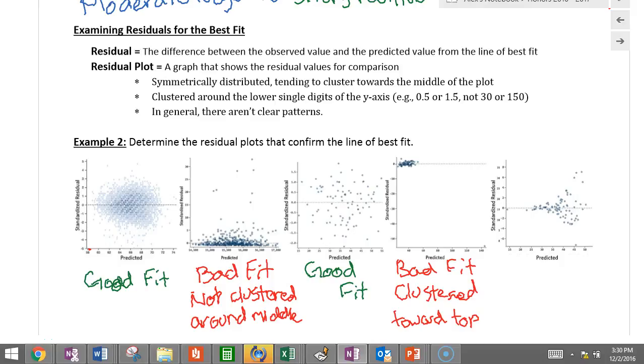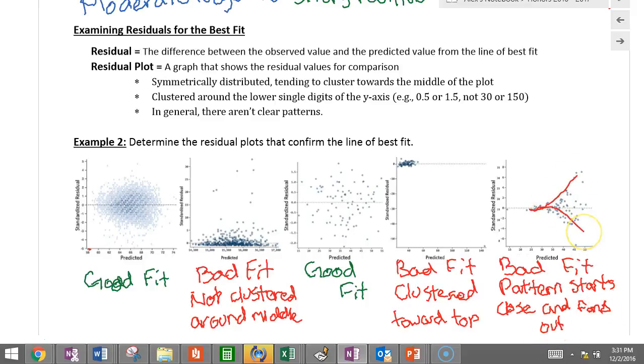And then our final one. This is actually a pattern, when it kind of looks like it starts small and blooms outward. That is a pattern, so this is also a bad fit. The pattern starts close and fans out. They're all really close, and then it just starts going out. That's a pattern, and that's a bad pattern.